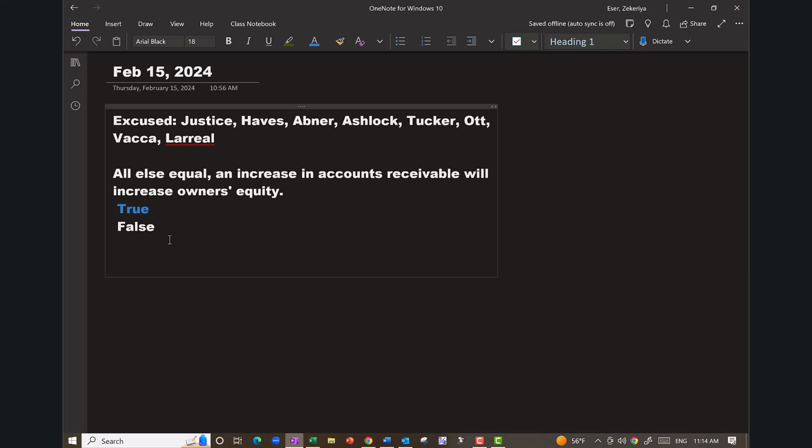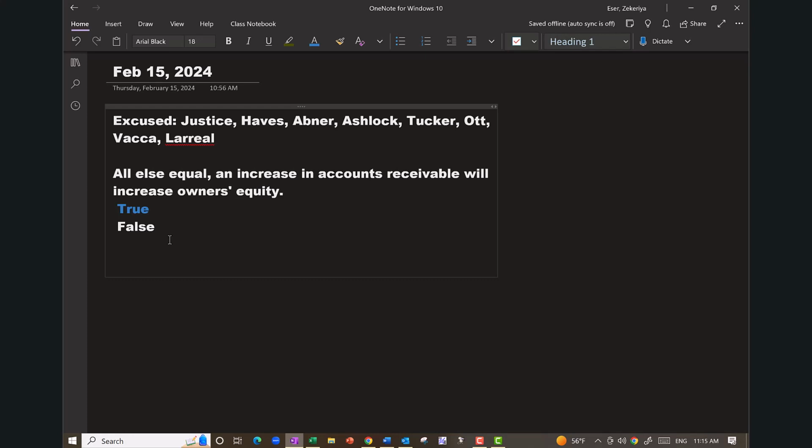Or convince me that it should be true. That's the test. You convince me that it should be true. In order to calculate owner's equity off the ads, we're going to subtract liabilities from assets. Accounts receivable is a current asset, so that would increase that.